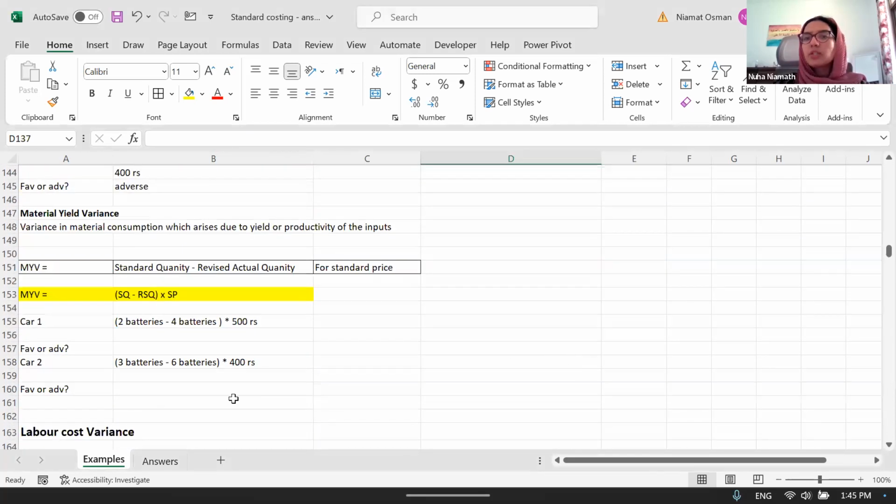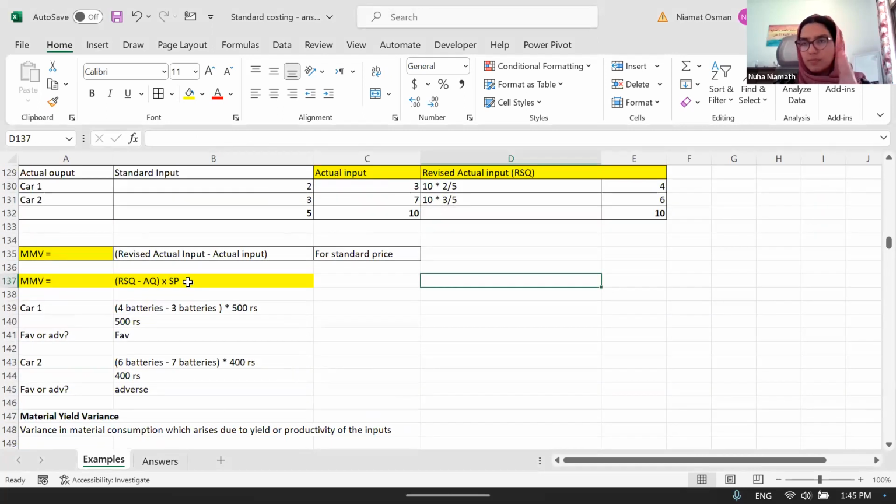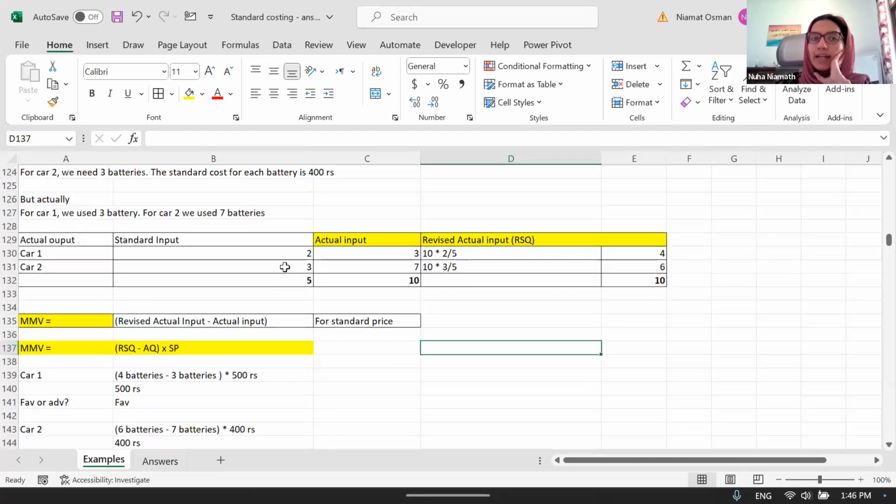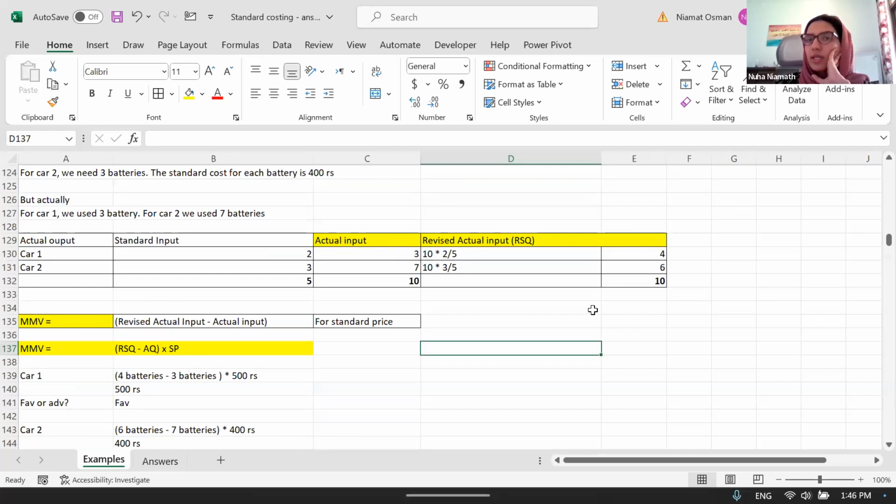The last type is called the material yield variance. So material yield variance will also come from this material mix variance. But if you see material mix variance, we are subtracting the revised actual input from the actual input. In yield variance, we subtract the standard quantity from the revised standard quantity. Let's say the organization used this much, 3 and 7. But let's revise the proportion, because we ended up using 10. Let's mix the proportion and see. We got 4, 6. Correct?